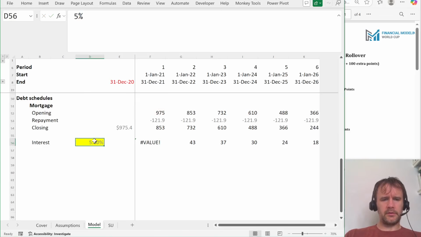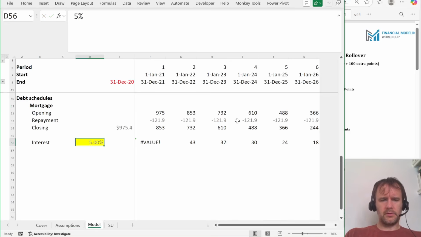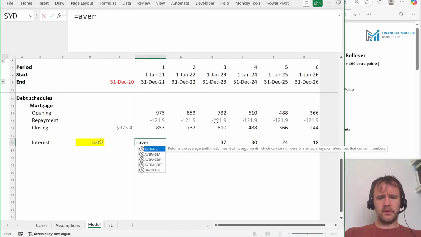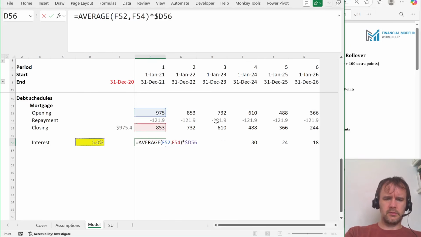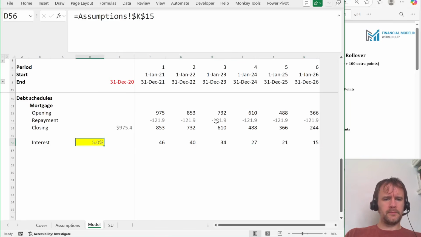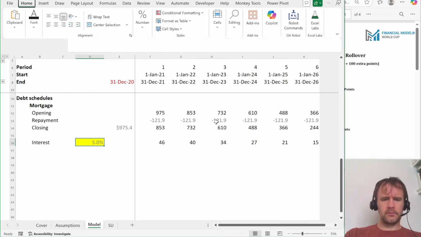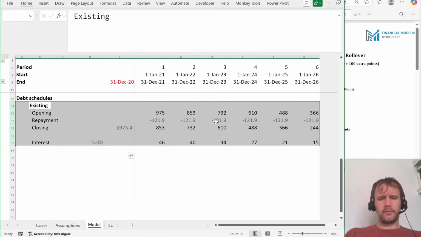So, sorry, the interest here is, and again, I should link. So let's do that. And then it is average of this and this times this. Okay. And this is not a mortgage, this is existing. All right. That was a big horrible mess.